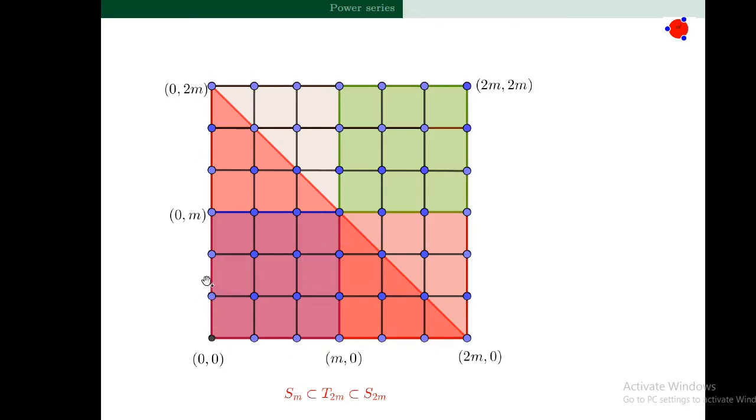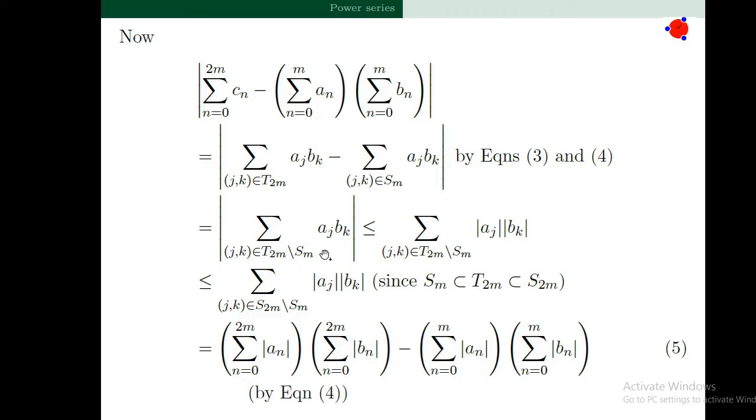And T2m is the set of all lattice points in this triangle. And Sm is the set of all lattice points in the square. So Sm is contained in T2m, but T2m is contained in S2m. By triangle inequality, this is less than or equal to summation mod aj mod bk, jk varies over T2m minus Sm. But T2m is contained in S2m. Therefore, this summation is less than or equal to summation mod aj mod bk, jk varies over S2m difference Sm.